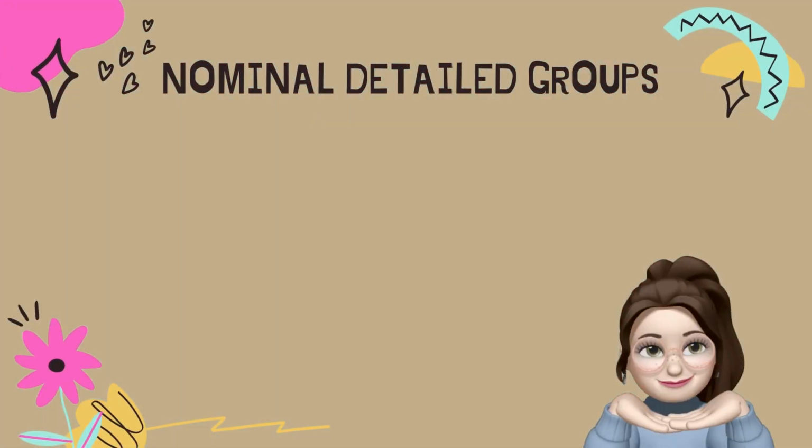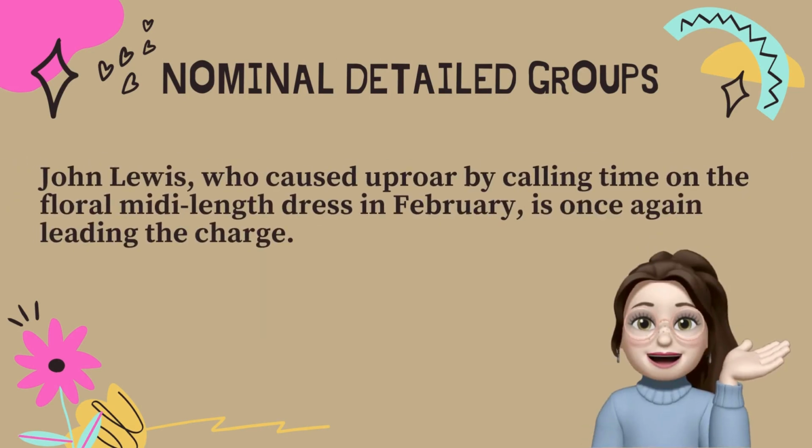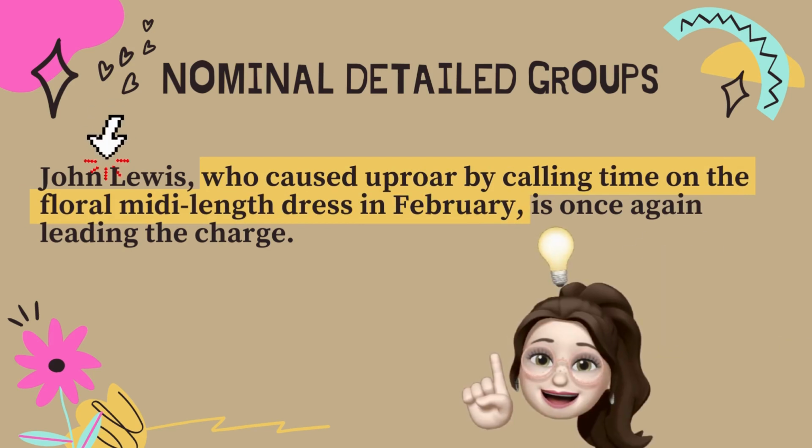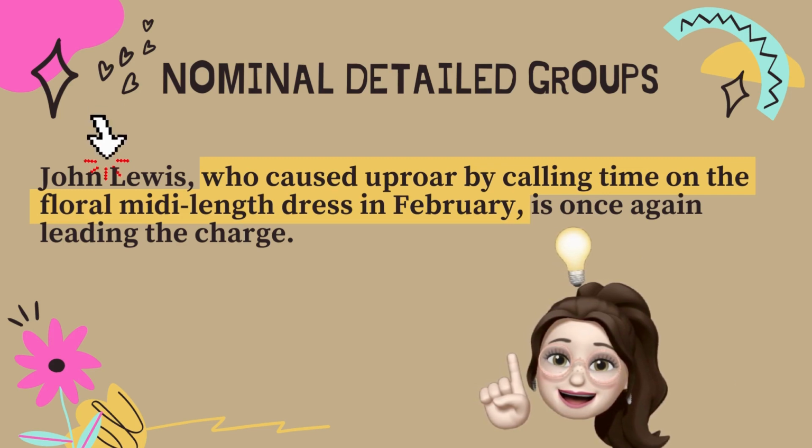Moreover, the use of nominal detail groups is also typically used in expository text. For instance, the following complex sentence with a relative clause: "John Lewis, who caused uproar by calling time on the floral middle-length dress in February, is once again leading the charge." This relative clause is used to give extra information about the antecedent, which is John Lewis, and it's between commas because the information is not essential to understand the meaning of the sentence.